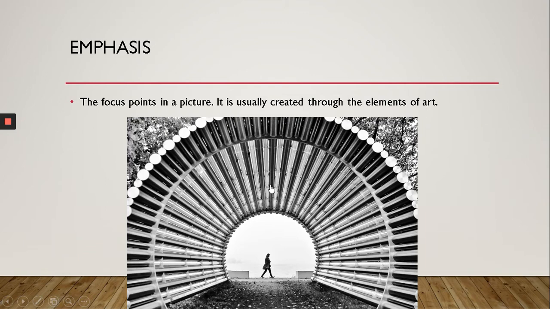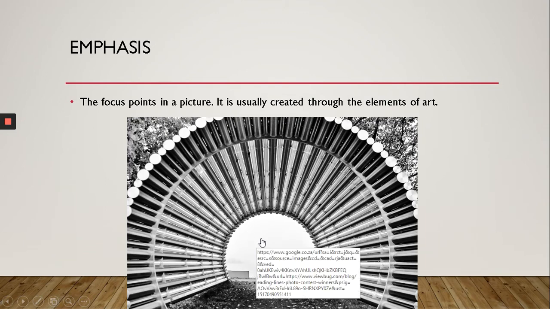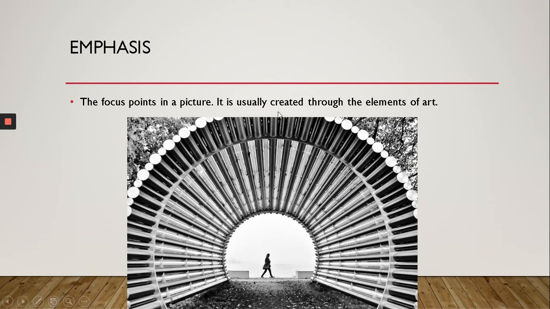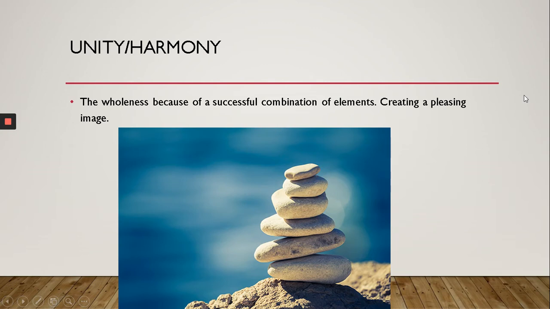Emphasis, which is talking about our focal points. In this picture, we can see it's been created through line. So the lines of this tunnel are all pointing towards our person at the end there. It's also created through light. So this halo that surrounds the person is much lighter than anywhere else in the picture. So using line, using light, and color to create the emphasis. Using those elements to create our focal points.